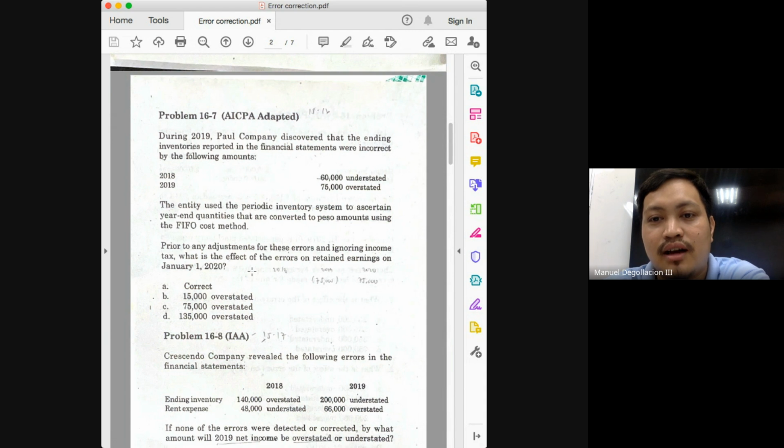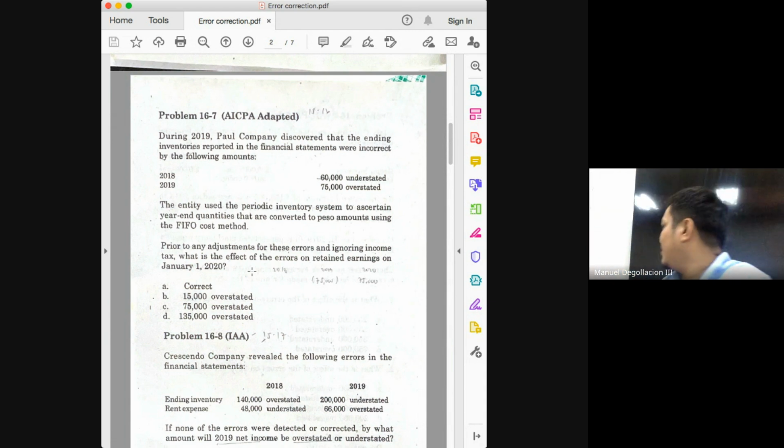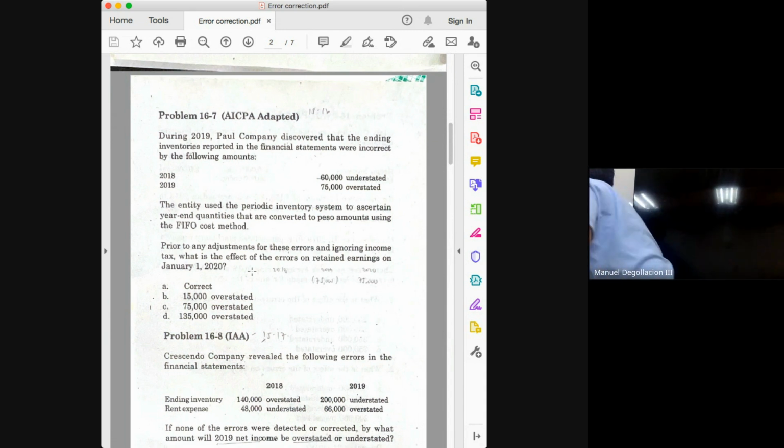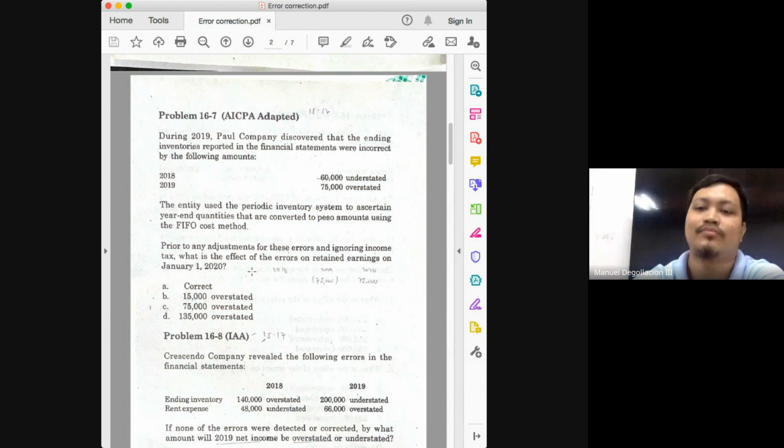Because you cannot just say, I will just figure that out once I answer the problem. You have to practice doing this. So again, ending inventory is understated. That means cost of goods sold would be overstated. And if cost of goods sold is overstated, that means net income must be understated by 60,000. Next, that's the only error in 2018.